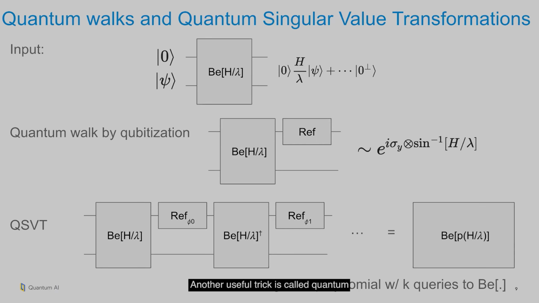Another useful trick is called quantum singular value transformations. If you interleave these block encodings with partial reflections parameterized by some angle phi, instead of block encoding H, you can block encode any polynomial of H. And if you want to block encode a degree K polynomial, it suffices to make K queries to the block encoding. So we'll use this later on as well.